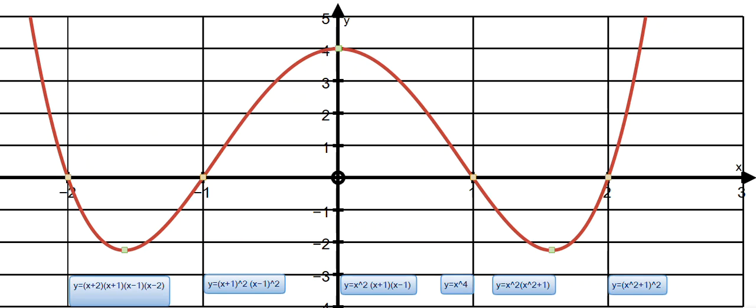So now it has 4 zeros. It crosses -2, -1, +1, +2. And this is its equation here.